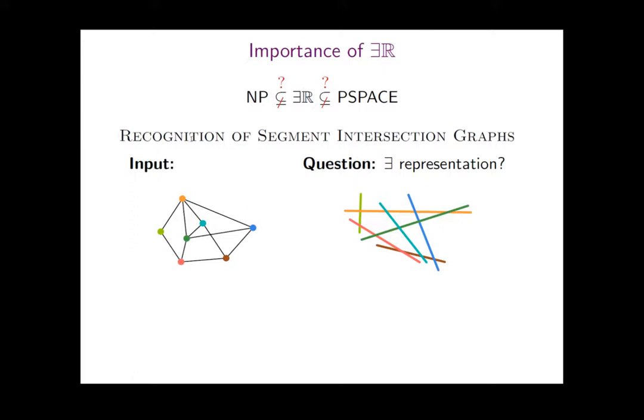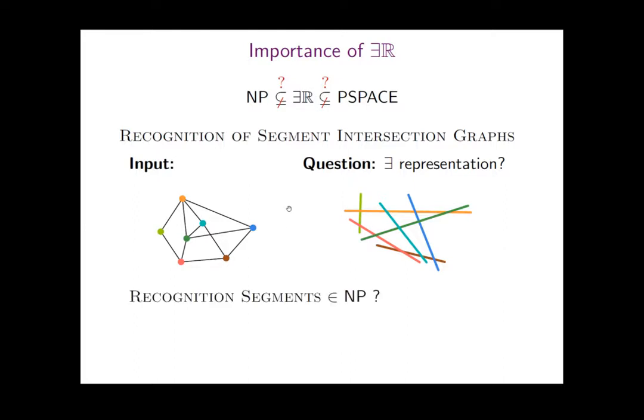The problem that I want to consider is recognition of segment intersection graphs. It's the following problem. You're given as input a graph, and you want to know whether you can represent it as a segment intersection graph. For each vertex, you would place a segment, and for any two adjacent vertices, the corresponding segments should intersect. So red is intersecting light green, dark green, brown. Wonderful. So this would be a true representation of that graph.